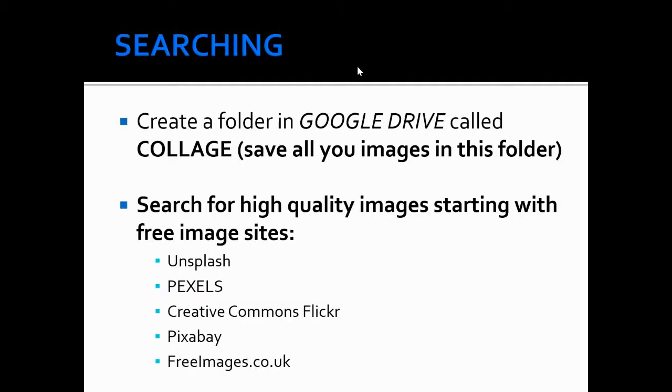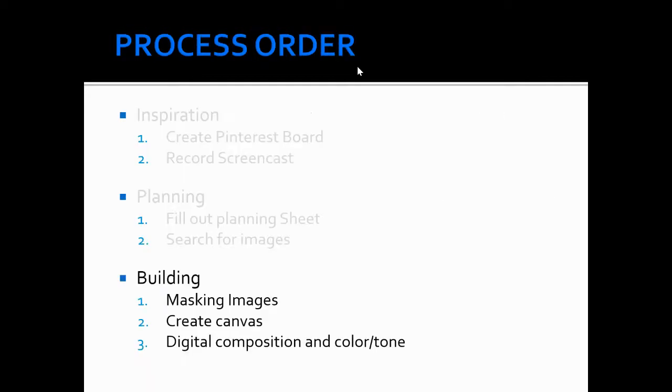Then go in and create a folder in your Google Drive called Collage, and then search for royalty-free images. Those are images that can freely be used. Now, you can use your own photos. You could photograph new things. And if you need to, we can go out and look at Creative Commons pictures that are available through Google. But before you do that, let's start with these free image sites.